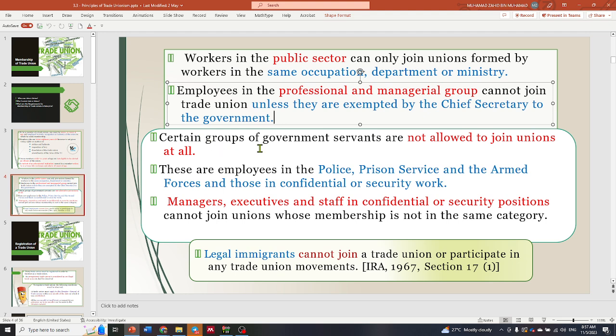Third, certain groups of government servants are not allowed to join unions at all. These are employees in the police, prison service, and the armed forces and those in confidential or security work. Fifth, managers, executive, and staff in confidential or security positions cannot join unions whose membership is not in the same category. Sixth, legal immigrants cannot join a trade union or participate in any trade union movements, as according to Industrial Relation Act 1967, Section 17, Subsection 1.